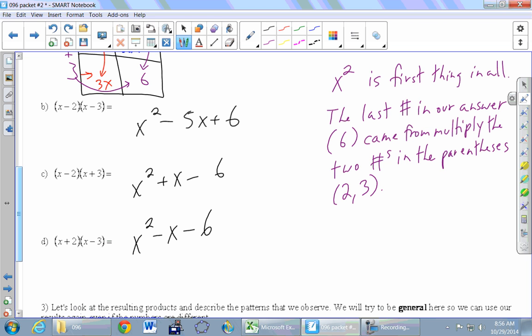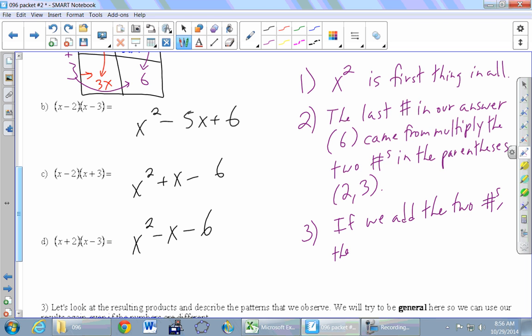So the last observation here, let's number these guys. So there's number 1, there's 2, and then the last one here is if we add the two numbers, and we just tack on an x to the sum. Just add the two numbers and then stick an x right at the end.